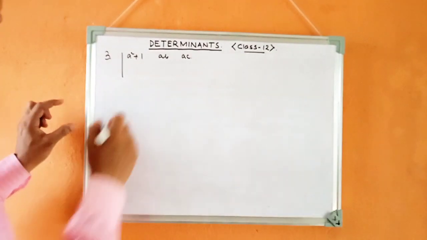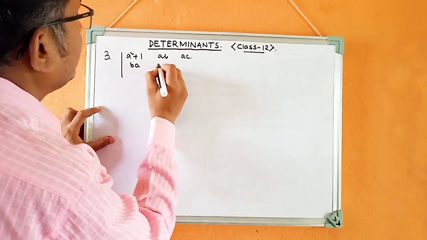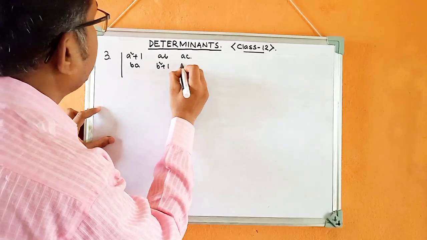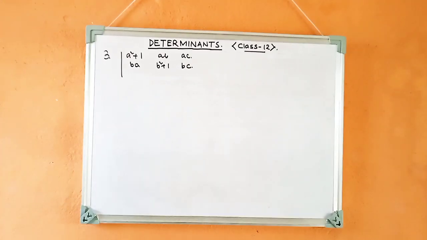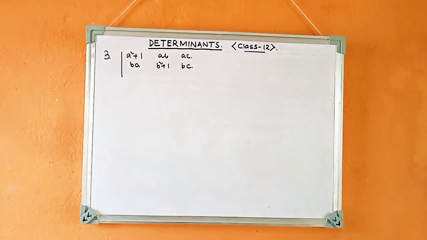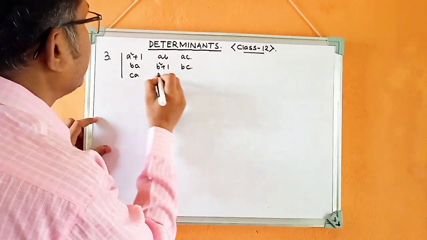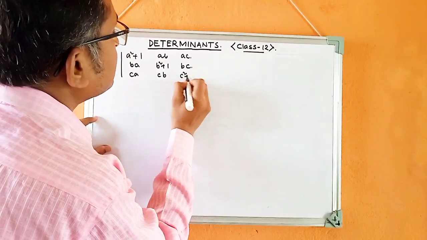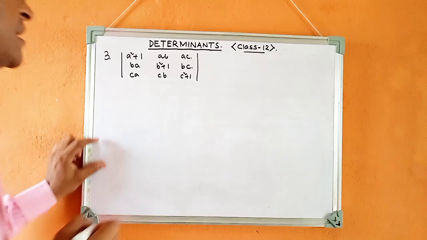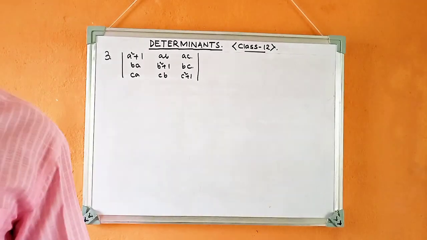Second row: BA, B square plus 1, BC. And the last row is CA, CB, C square plus 1. Using properties, solve this determinant. Now see how to solve this.